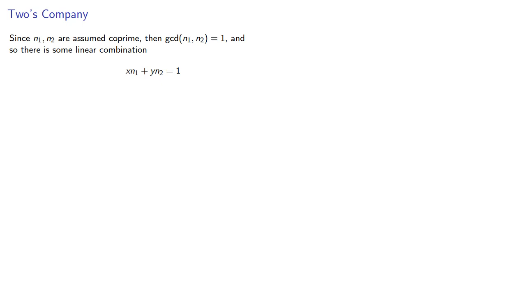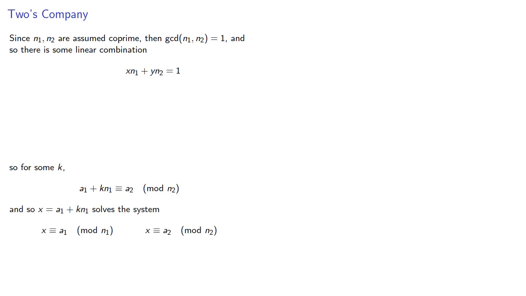So at this point, we'll do something we can do in math quite productively, which is work from the end. In this case, we hope that for some k, a1 plus k n1 is congruent to a2 mod n2, and so x equals a1 plus k n1 solves the system of simultaneous congruences. Now, definitions are the whole of mathematics. All else is commentary. If a1 plus k n1 is congruent to a2, then the difference is something times n2.